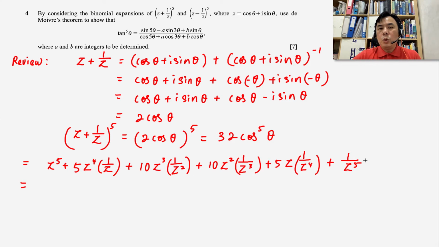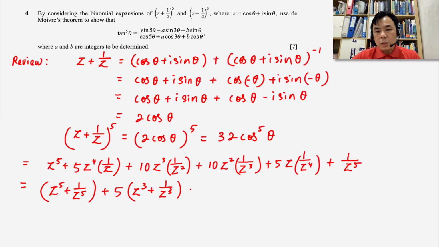Now from here, we're going to group the terms with power 5, power 4, power 3 together, for instance. Okay, z to the 5 will be here. And then next, we have our z cubed, z cubed in this case. So z cubed plus 1 over z cubed. And then after that, I will have my z only.